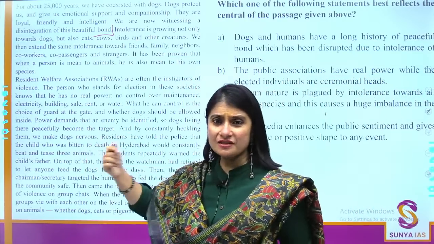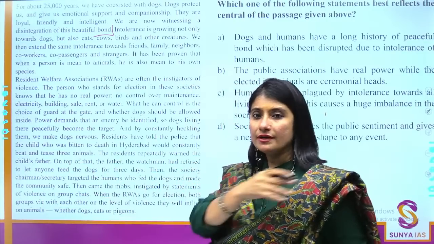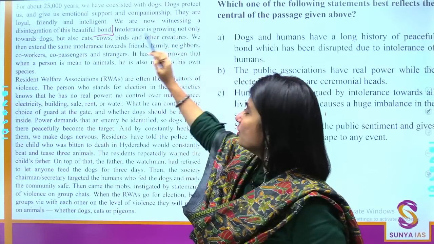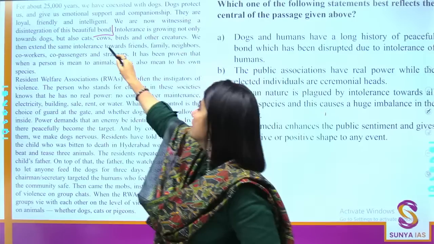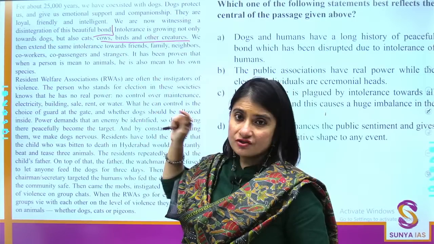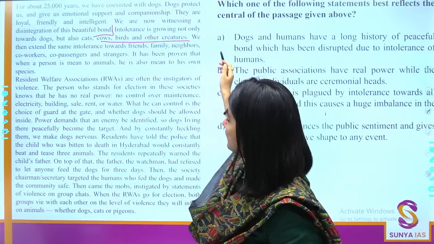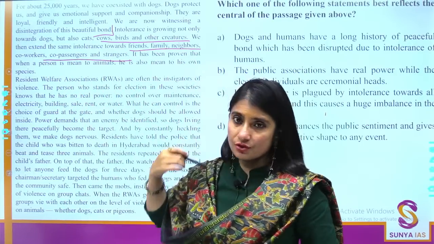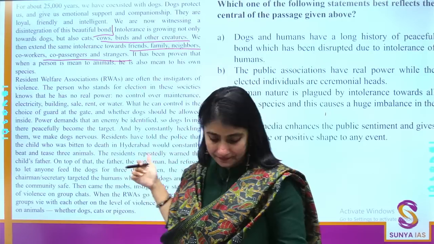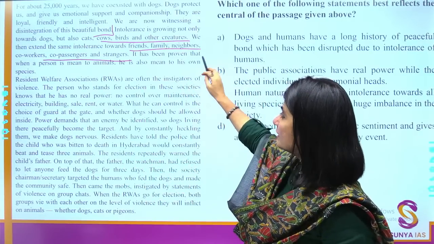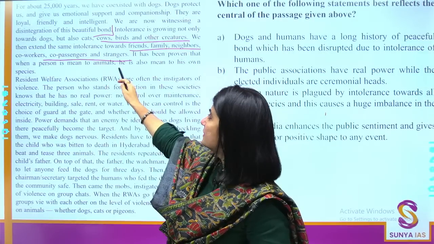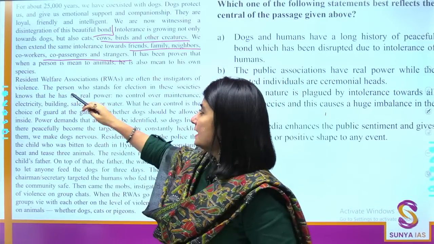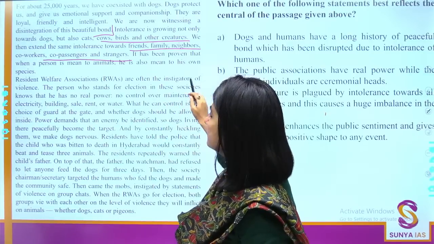So we're talking about our relationship with the bonds and our dogs and how dogs have been important for us. Intolerance is growing not only towards dogs, but also cats, cows, birds and other creatures. So from the idea of just one creature, the author just expanded the horizon to more creatures. We then extend the same intolerance towards friends, family and neighbors, co-workers, co-passengers and strangers. So we are intolerant basically. That's what the passage is trying to say. It has also been proven that when a person is mean to animals, he is also mean to his own kind. Generally said, okay. Resident welfare associations are often the instigators of violence.